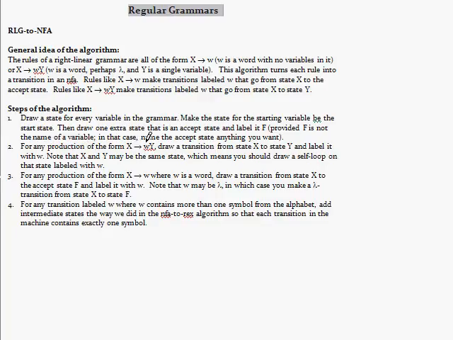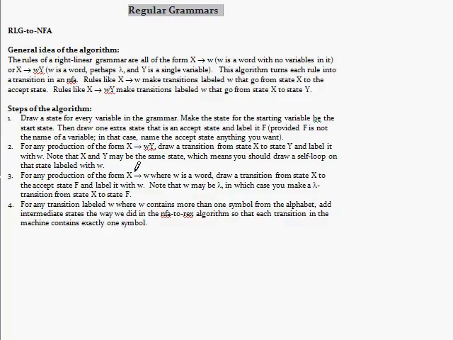So for every one of these rules, you make an arrow from state X to state Y. These are for the rules with a word followed by a variable. And you label that arrow with W. Now, W might have more than one letter in it. That's okay. You can split the states up or add some states, split that label up later. If X and Y are the same variable, then you just make a self loop. We're going to do examples, so you'll see more about this.